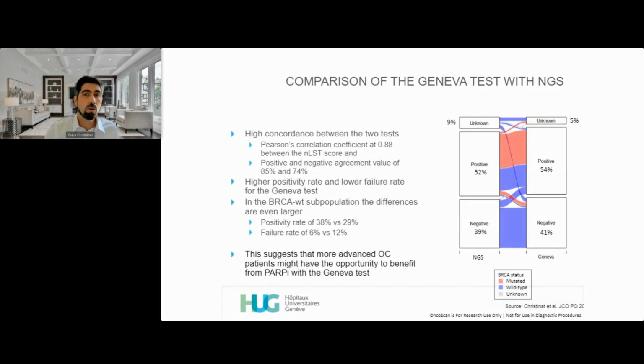So all in all, what we can say is that if we use the Geneva HRD test, we get more positive samples, we have a lower failure rate, so more patients could actually benefit from a PARP inhibitor if you use the Geneva test.